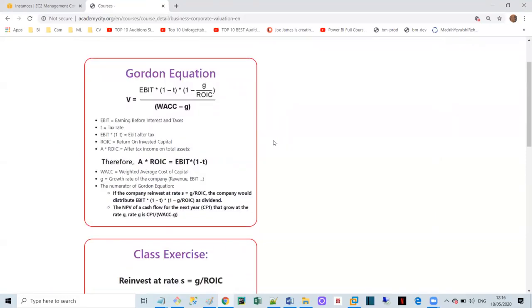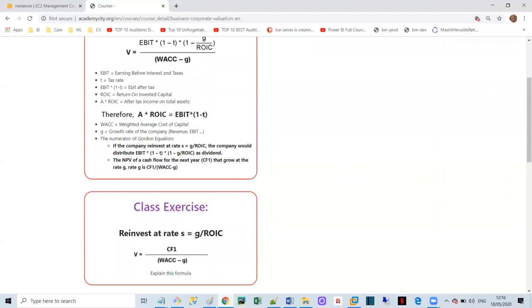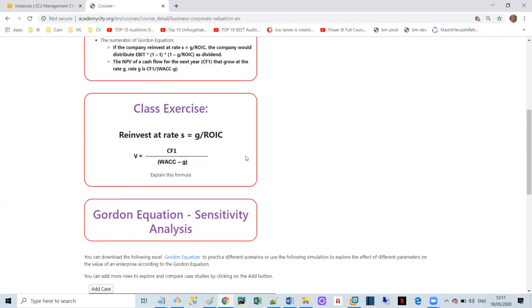Okay, so let's put everything together. First of all, we know that G over ROIC, that's what we call reinvestment rate. If I want an asset to grow at the rate G and I'm making profit as ROIC percentage, I must keep G over ROIC of my profit in order for it to grow. If I have any cash flow that's growing at the rate of G, the net present value of it will be that cash flow divided by WACC minus G. If we combine this equation with the fact that CF1 is the numerator here, that's the way we get to the Gordon equation.